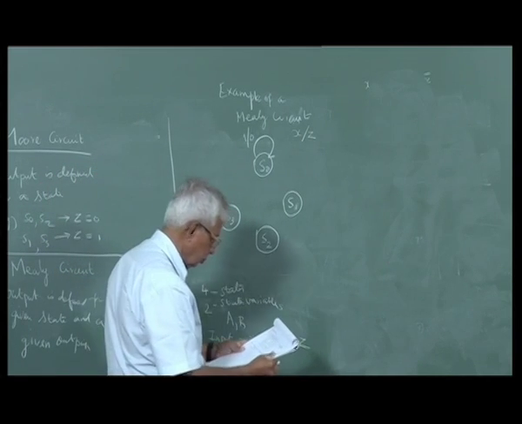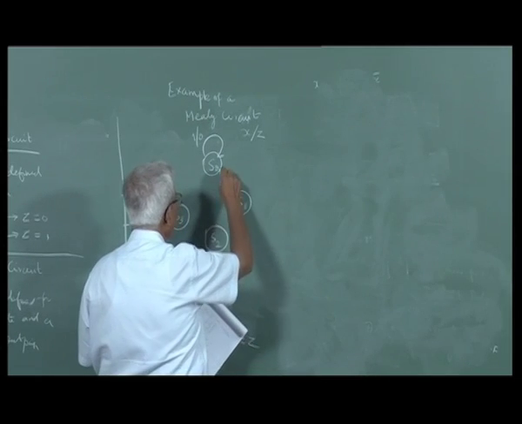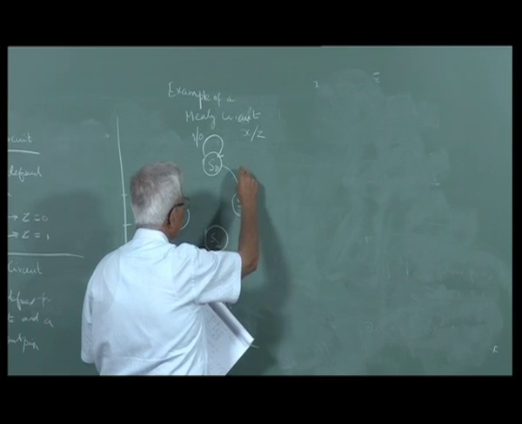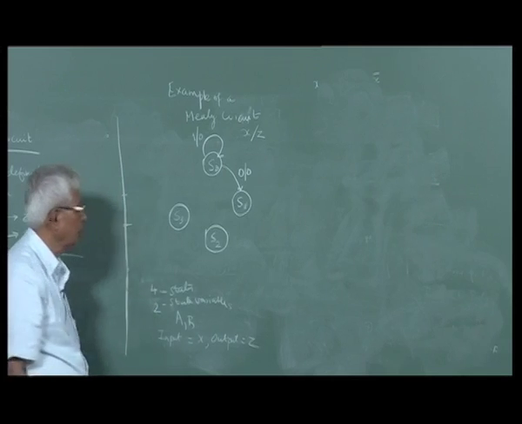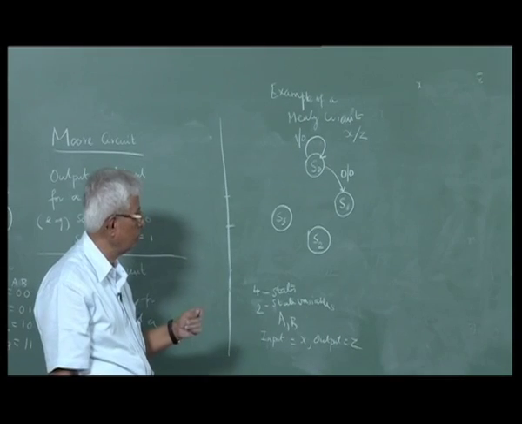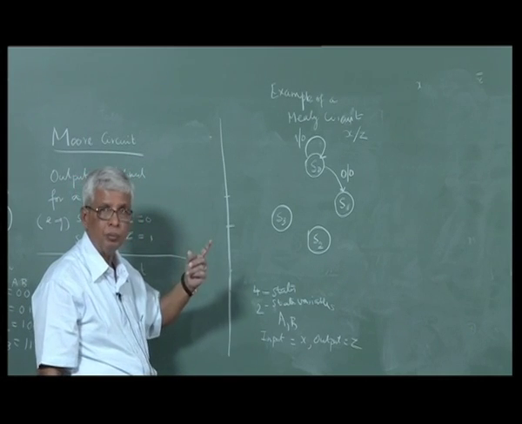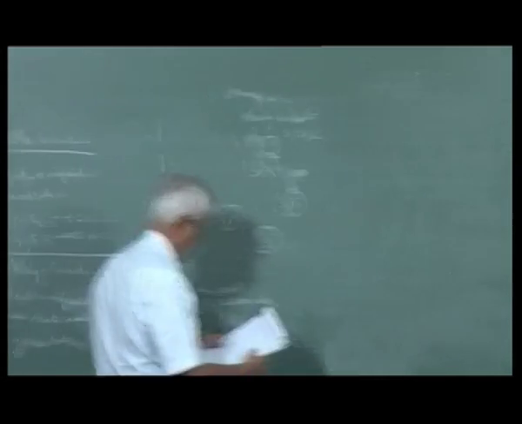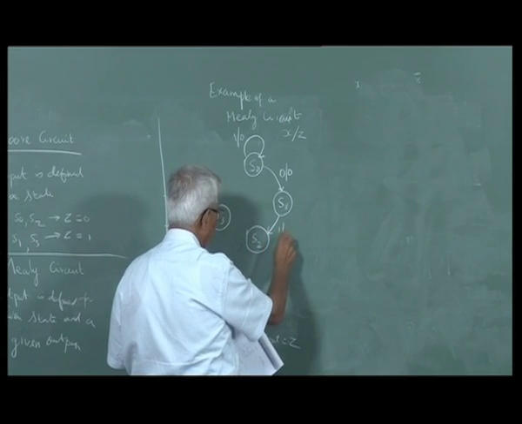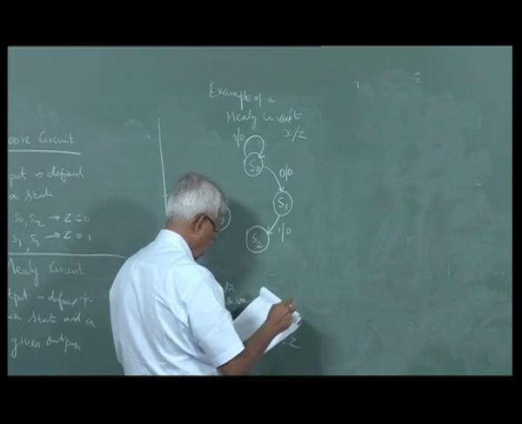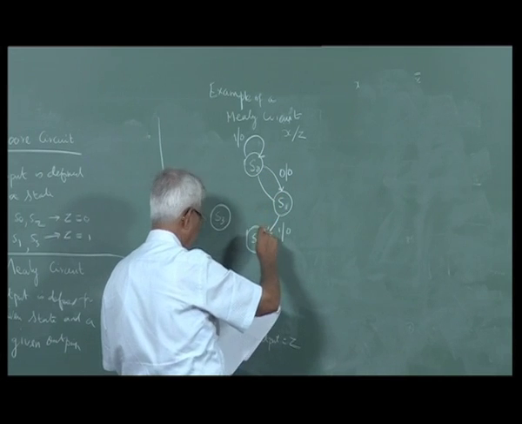In S0, if the input is 0, the output is 0. If the circuit is in state S0, if you give input 0, it goes to S1 and produces output 0. One, 0. Input is 1, output is 0. Input is 0, output is 1.